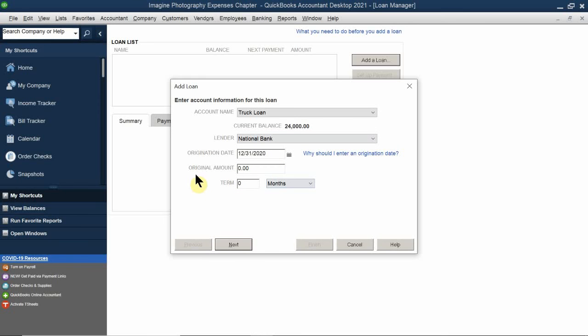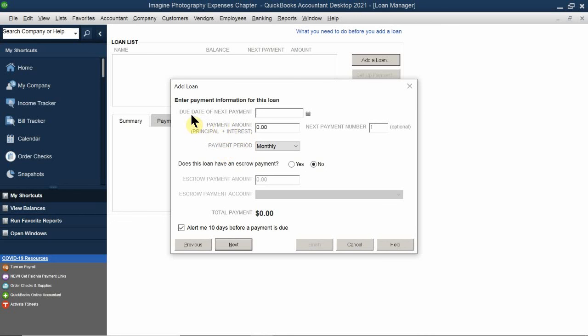All right. And how much was the amount for? It was for $24,000. Okay. And how many payments is this going to be for? You have a total of 60 months or 60 payments. So in this case, terms is 60 months, right? And you can choose how you want to do it, per year, per week, or month. In this case, I have 60 months to pay this off. All right? Click next.